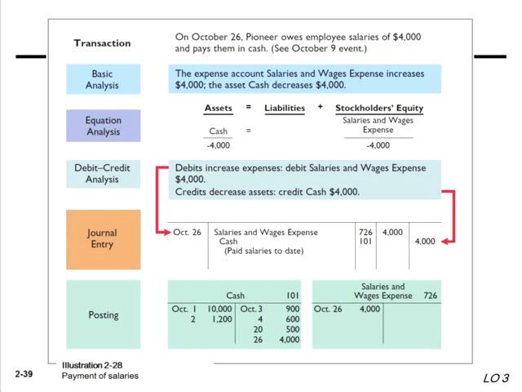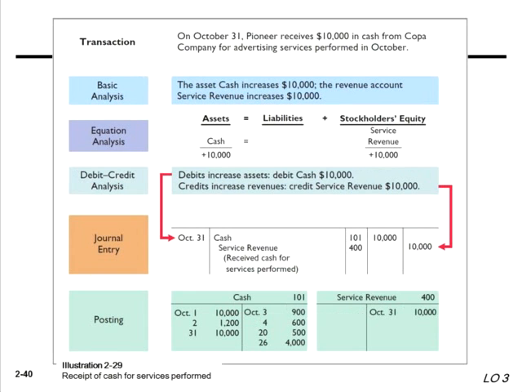In posting, we're going to post a credit to the cash of $4,000 and post a debit to salaries and wages expenses of $4,000.